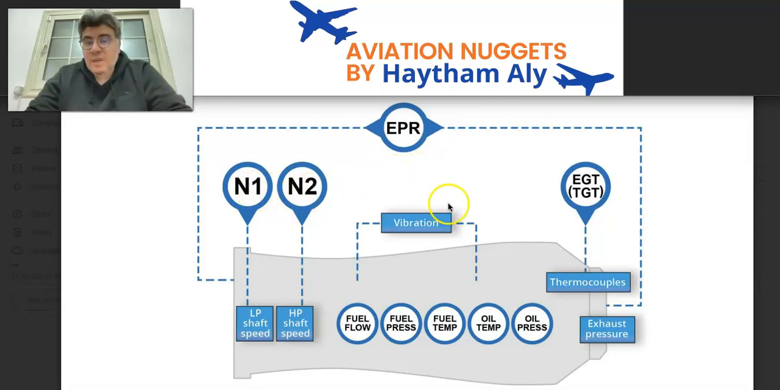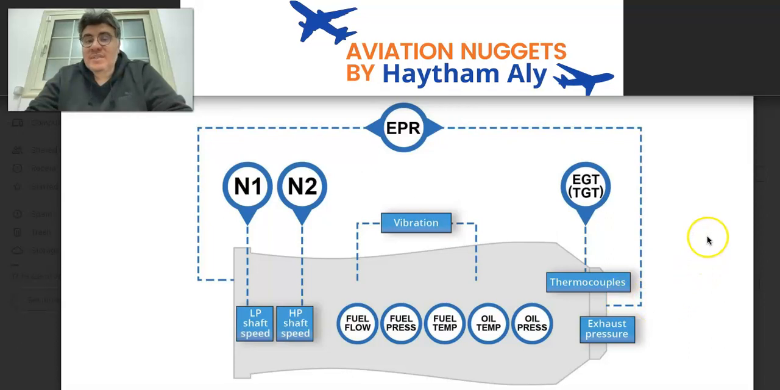So we have the engine instruments in the cockpit and the sensors on the engine that indicate engine parameters in the cockpit. Some of these parameters are used for engine performance and others for engine condition monitoring. For example, engine performance uses EPR or the N1 speed sensor, and EPR is measured from the fan intake and the output from the turbine.